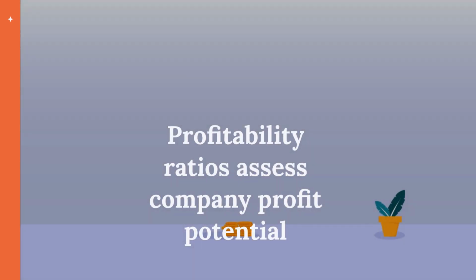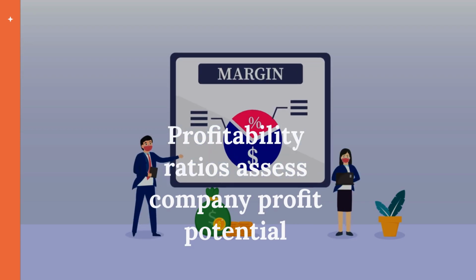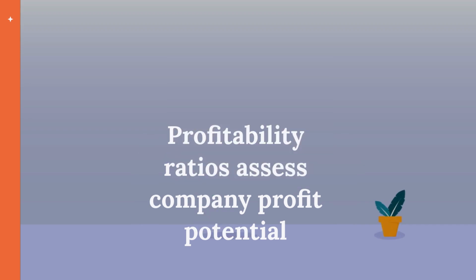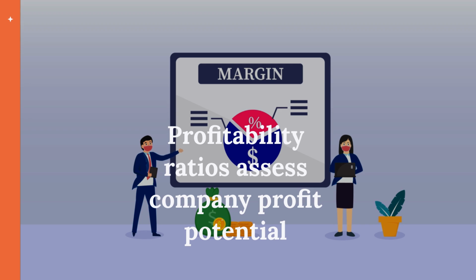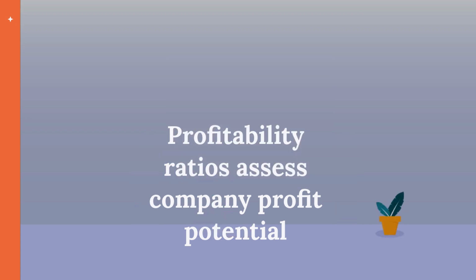Profitability ratios like gross profit margin and net profit margin are crucial. They measure the company's ability to generate profit. Return on assets and return on equity assess efficiency. These ratios help in understanding profit generation. Stakeholders use them to evaluate investment potential.